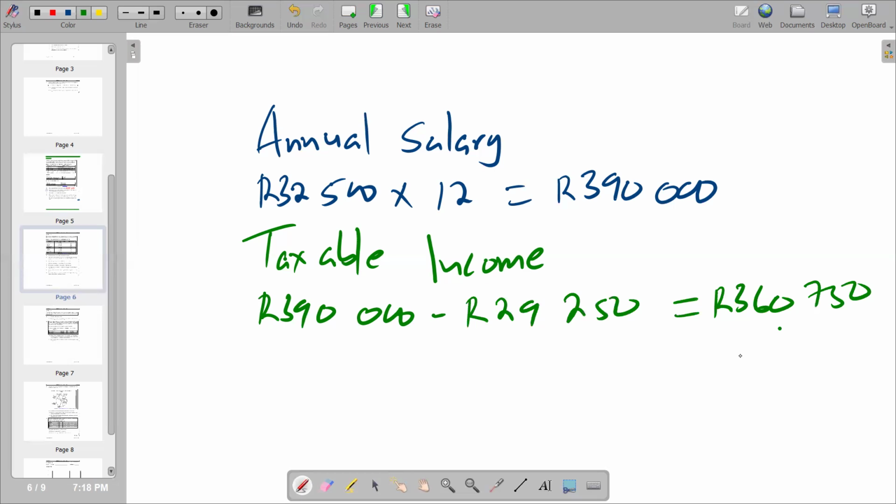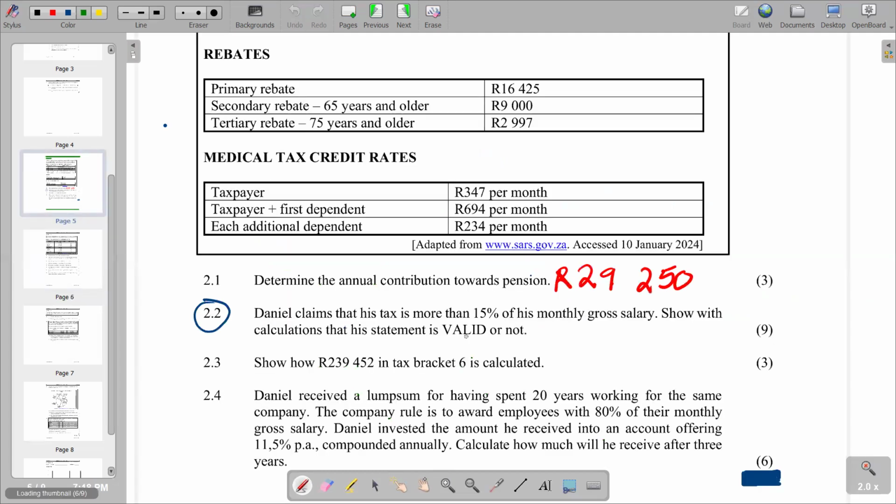From there, we are now supposed to calculate the annual tax. So we see that we have 360,750 as our taxable income. We need to find out about the bracket which applies to this figure, 360,750. So we go back to the question.